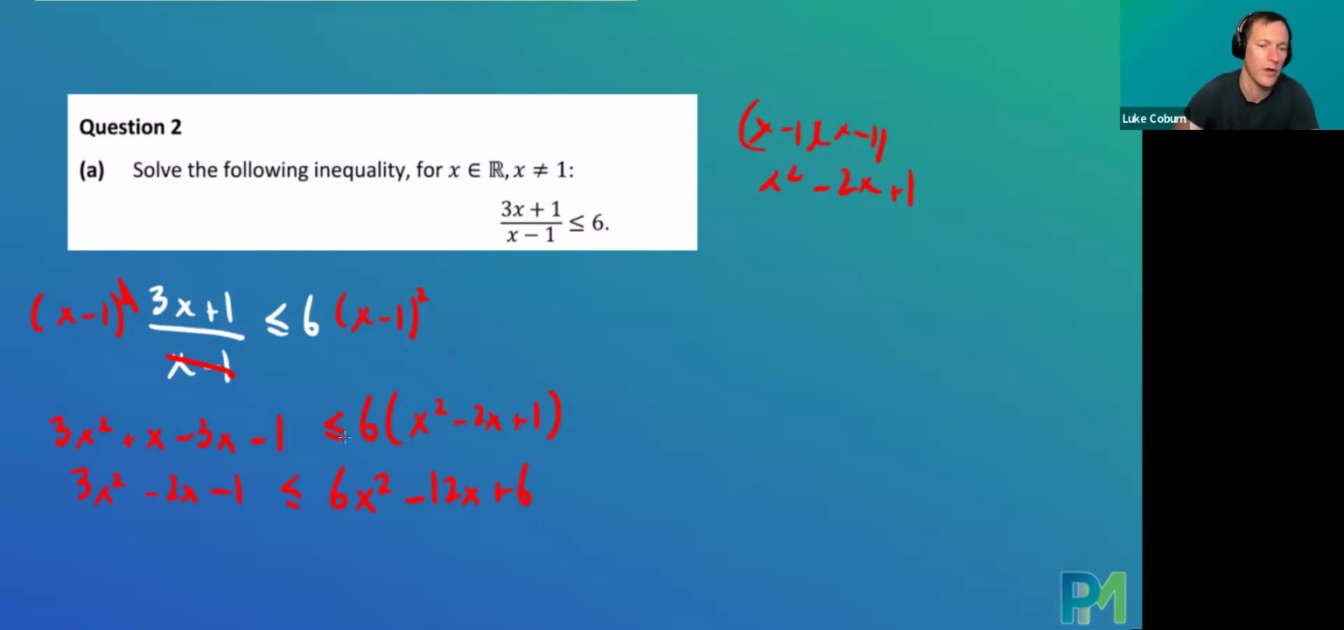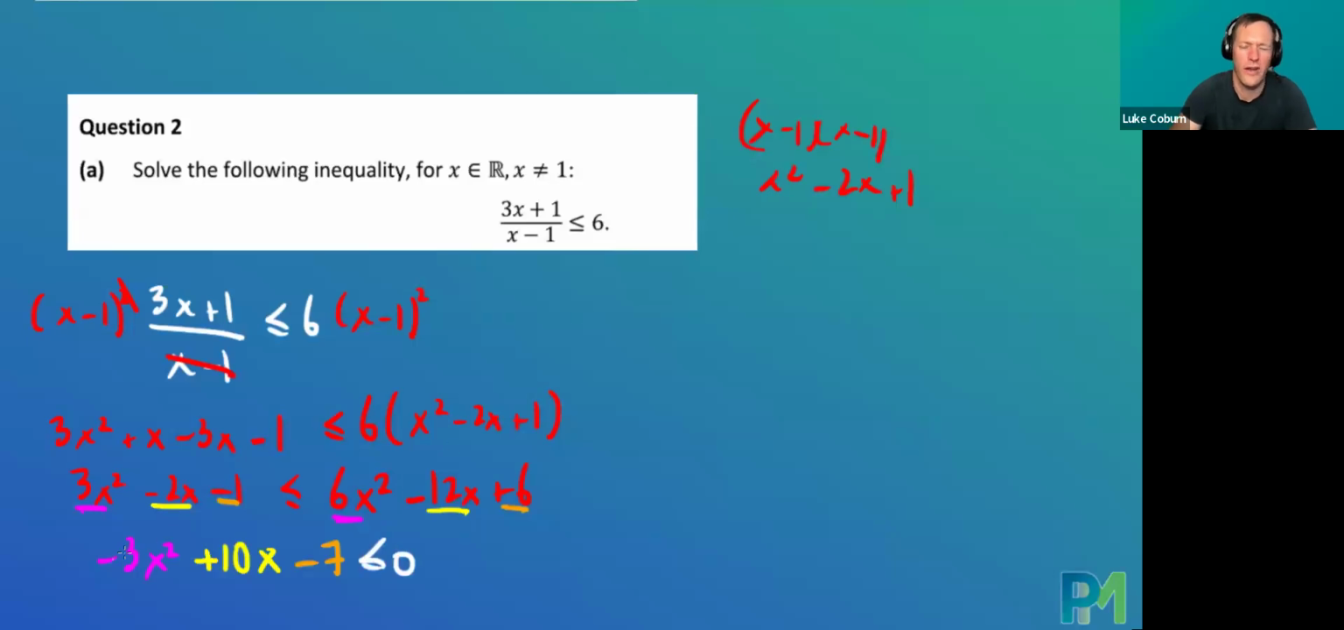The previous one was a kind of a book type question. Okay, I'm going to bring over everything to the left-hand side. So let me just look at the x squared parts. When I bring over the 3x squared, it'll be 3x squared minus 6x squared, so it'll be minus 3x squared. Now I'll bring over the x's, so it'll be minus 2x minus 12x, plus 10x in the end. And then I have the minus 1 minus 6, so it's going to be minus 7, less than or equal to 0.